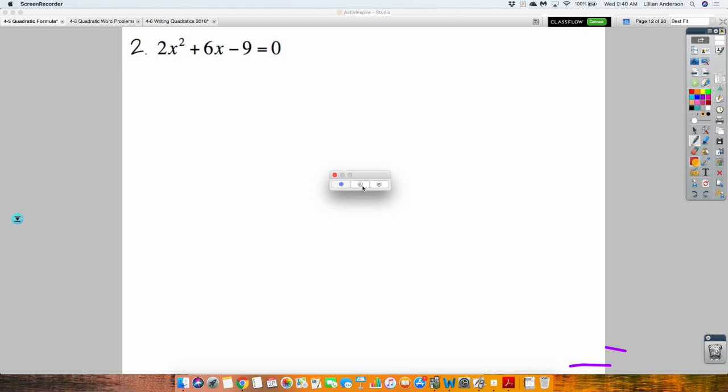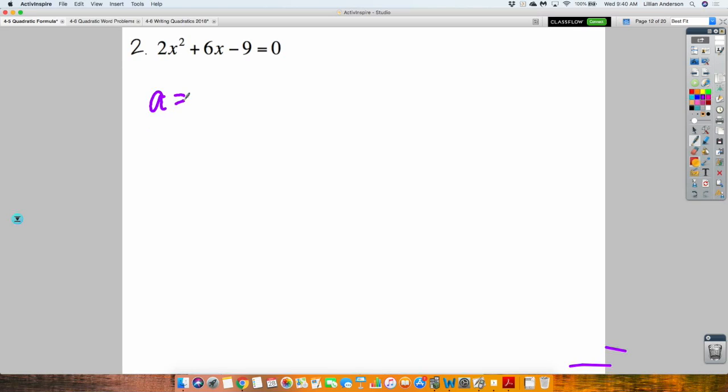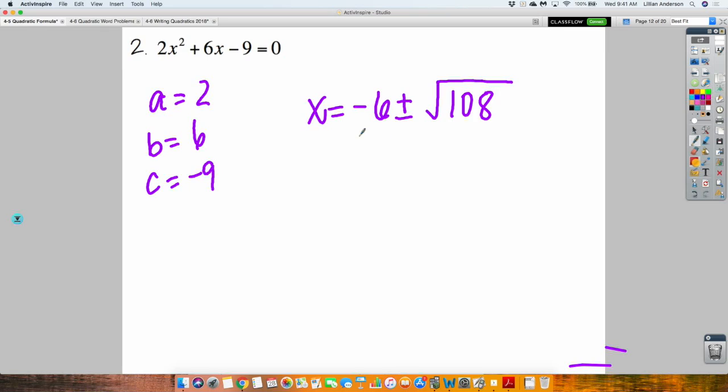Okay. Let's see. Isabel, what's A, what's B, what's C? 2, 6, -9. Awesome. So when I go to plug it in, Shalyn, what's my new word? Discriminant. What's the number I get underneath the radical? After everything's plugged in, you simplify everything underneath the radical. 108. And then it's all over what number? 4. Okay, that's what you get after you plug everything in and you simplify.